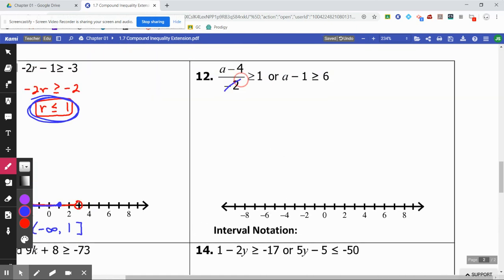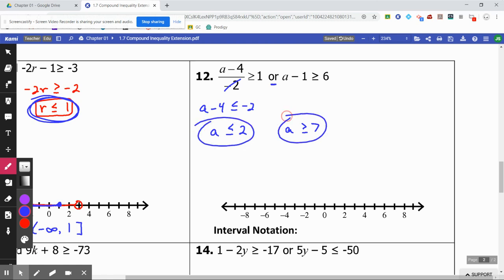Number 12, step number 1, get rid of the negative 2 by multiplying. Make sure you flip. We're going to add 4 now, and you get a is less than or equal to 2. Or move the 1 over, you get a is greater than or equal to 7. So since it's an or statement, we're going to include all answers. We're going to put this as part of our answers. This is also part of our answers. So any number that is smaller than 2 is in our answers. So here's 2. So we're going to take all of these numbers. We're going to combine it with all of these numbers that are larger than 7.